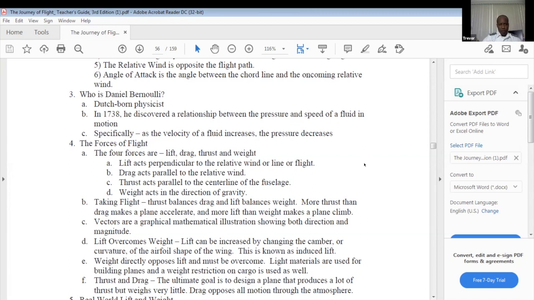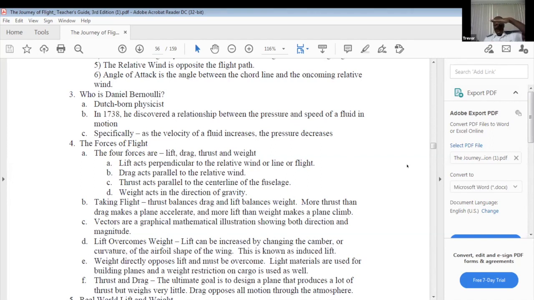So let's look at the four forces of flight. The four forces are lift, drag, thrust, and weight. Now, lift acts perpendicular to the relative wind. That means a 90 degree angle to the relative wind. And the opposite of lift is what we call weight. So those two are acting in a vertical plane. So we have lift being upward like that. And at the bottom of the wing, we have drag pulling it down.